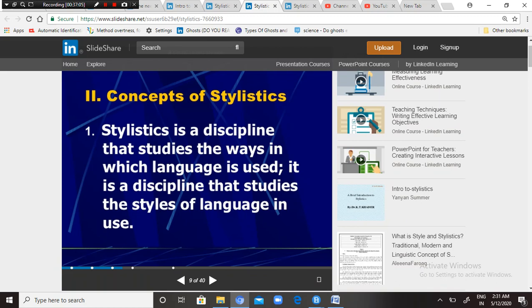Concept of stylistics. Stylistics is a discipline that studies the ways in which language is used. It is a discipline that studies the style of language in use.